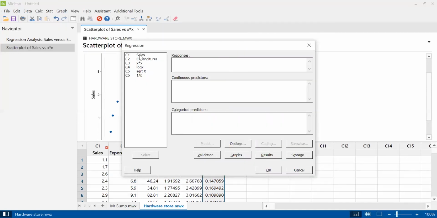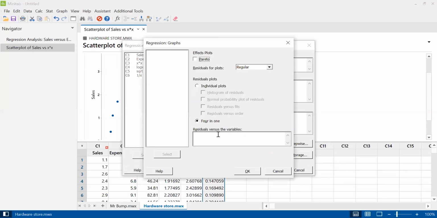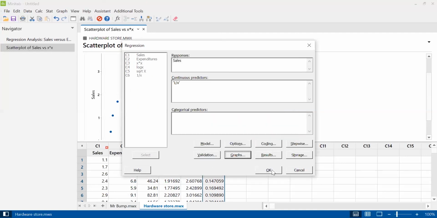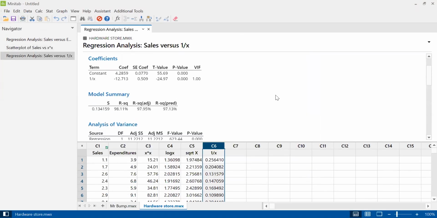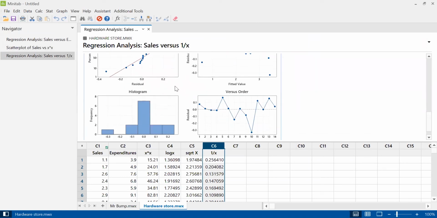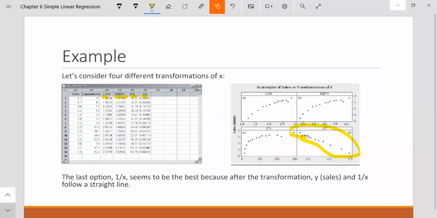The response variable is sales. The predictor x variable will be 1 over x. That's the new x we want to use. And if you've chosen the residual plots before, the second time you run the model, it will still be there. So we have 4 in 1 as the residual. That's something we want to look at later. So click on OK. And we've got the regression results together with the residual plots. So now let's return back to our PowerPoint and continue our discussion.